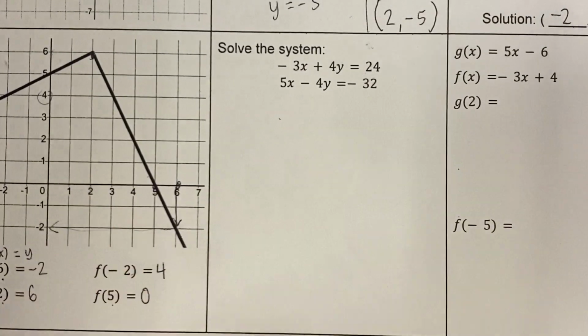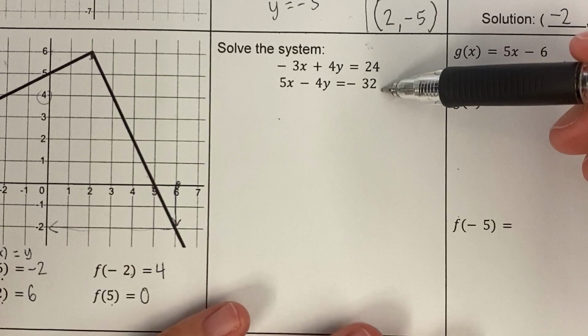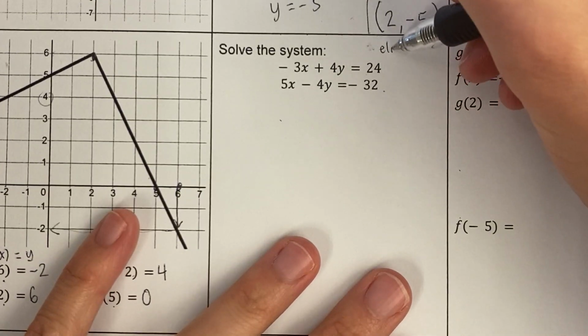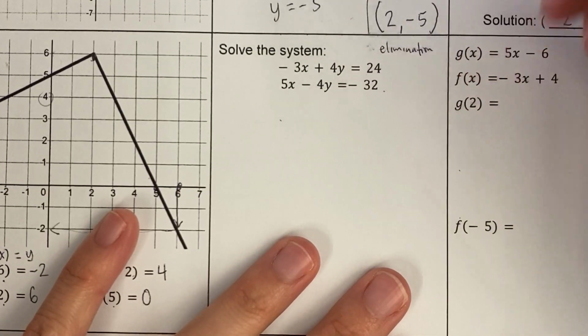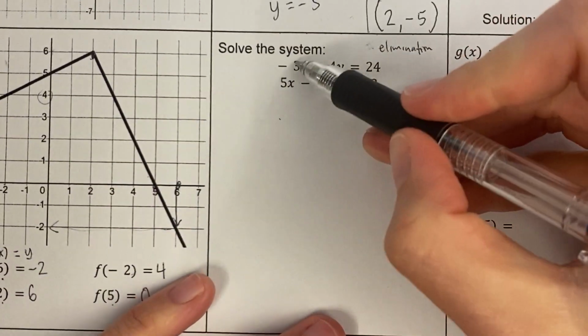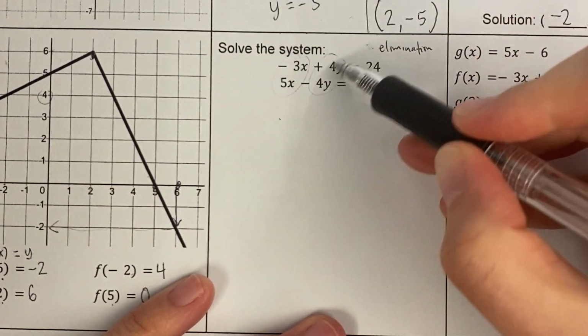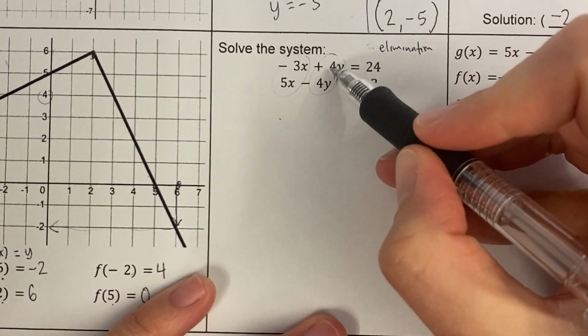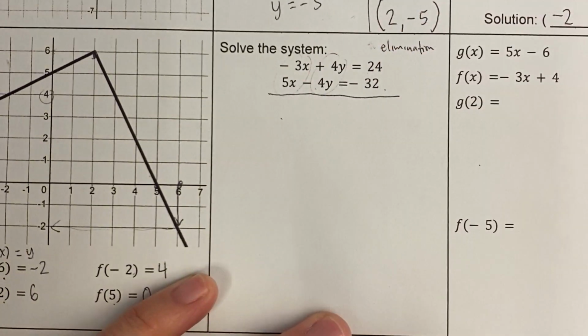Okay, solve the system. I noticed that there's 2 equations in standard form, so right away I decide I'm going to use elimination. So what I'm looking for with elimination is, do I have for this variable or this variable, 2 numbers that are opposites? And I do. Look, 4 and negative 4, oh, it's a gift. Those are going to cancel.